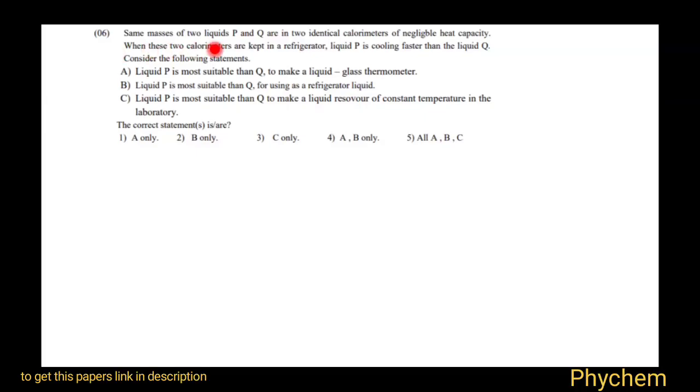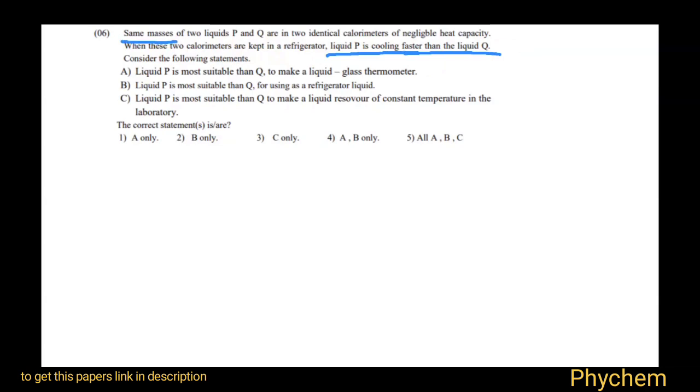Same masses of two liquids, P and Q, are in two identical calorimeters of negligible heat capacity. So you don't need to consider the calorimeter. When these two calorimeters are kept in a refrigerator, the liquid P is cooling faster than liquid Q. Consider the following statements. Okay, that is an important data they are given. Liquid P is cooling faster than liquid Q in same masses.